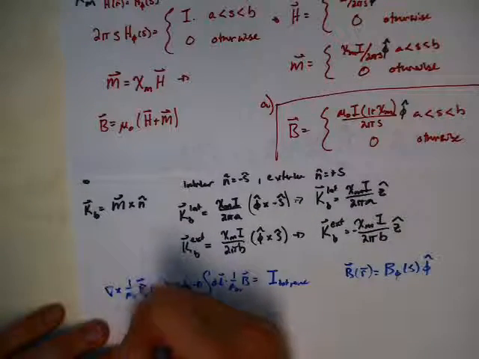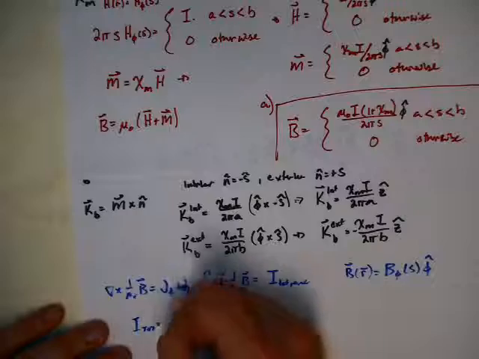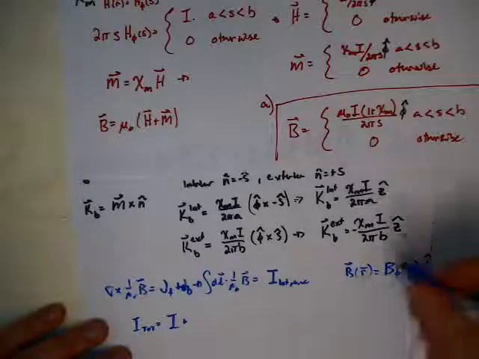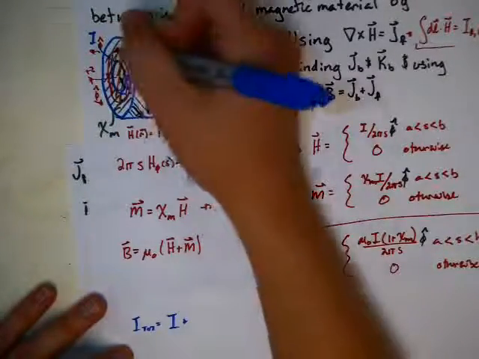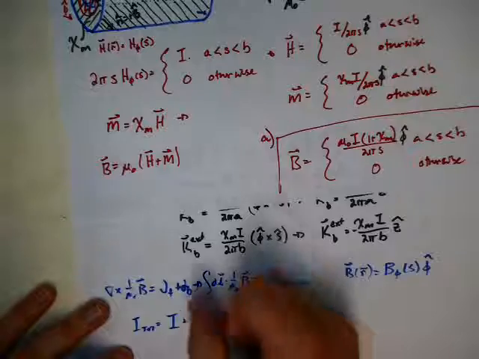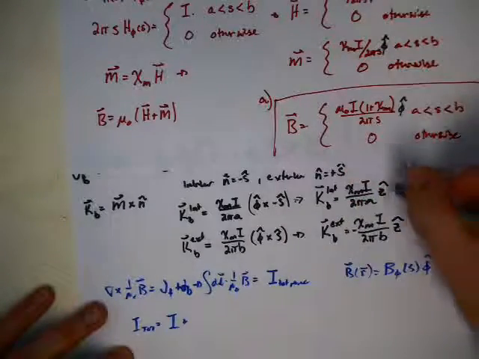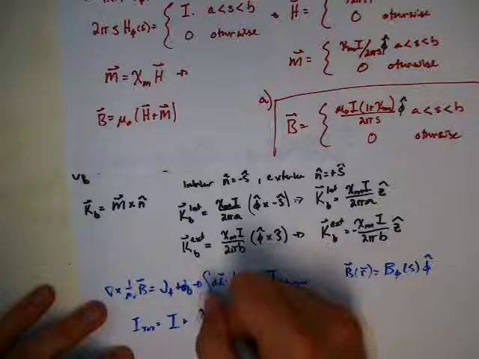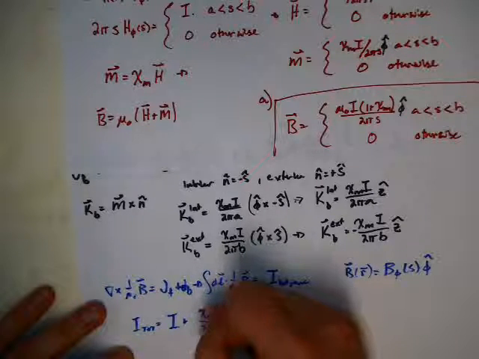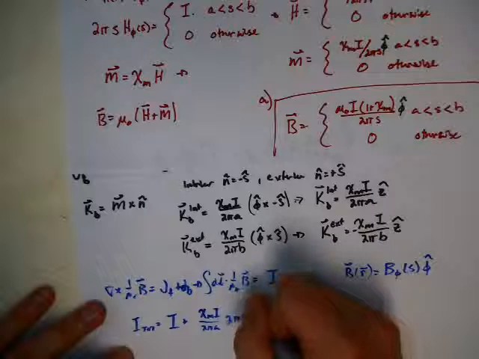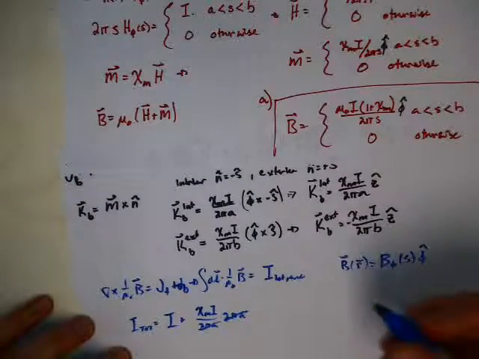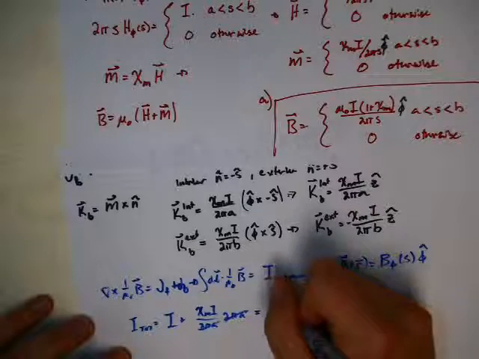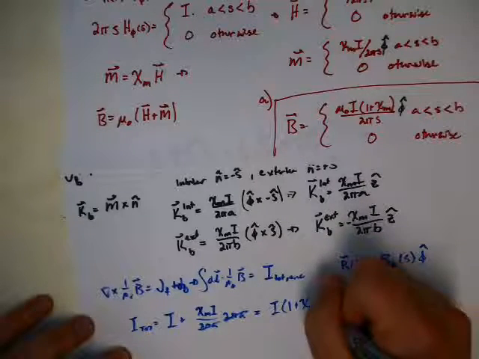Well, the total enclosed is going to be I, and then plus, now we have the surface current, but we have to multiply it over a length. What is the length? Well, the length is actually this full circumference that we have here. So this is going to be the surface current on the interior, chi_m I over 2 pi a, but the circumference is, of course, 2 pi a, which perfectly cancels out. Go figure. And so this is going to give I times (1 plus chi_m).